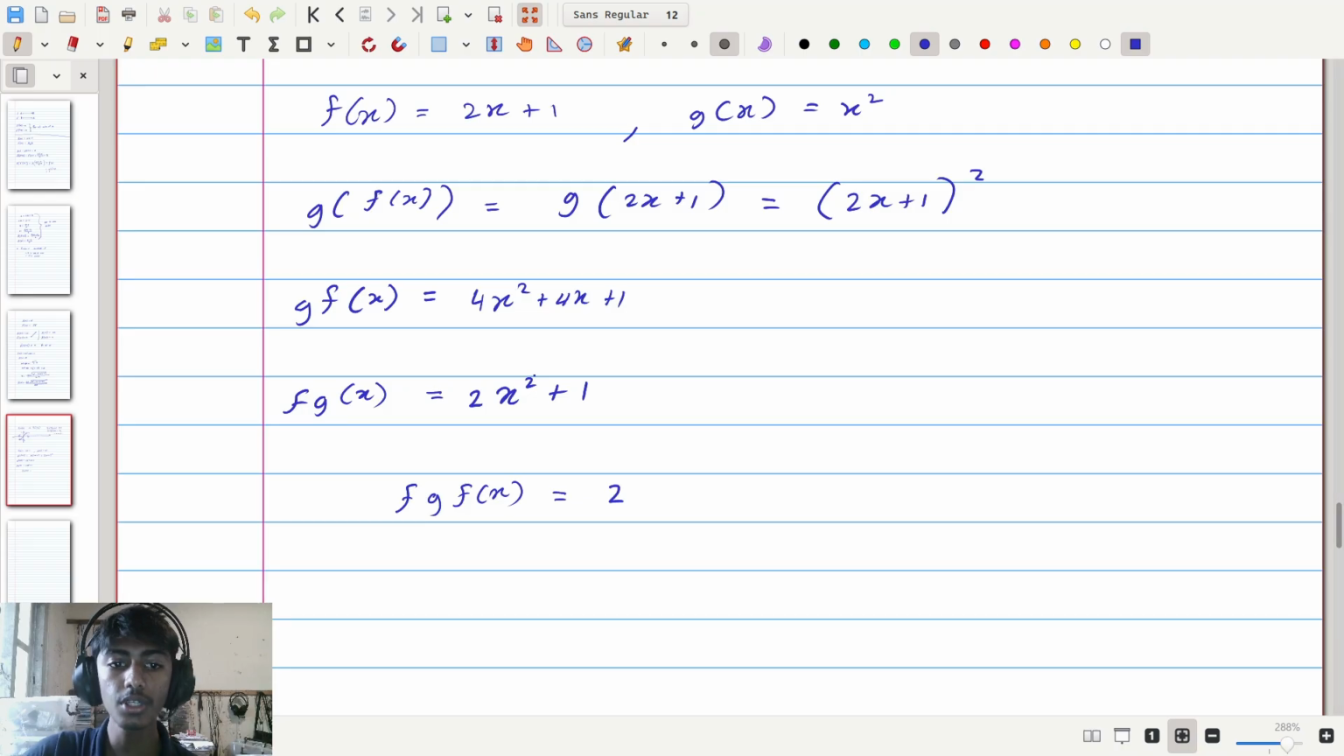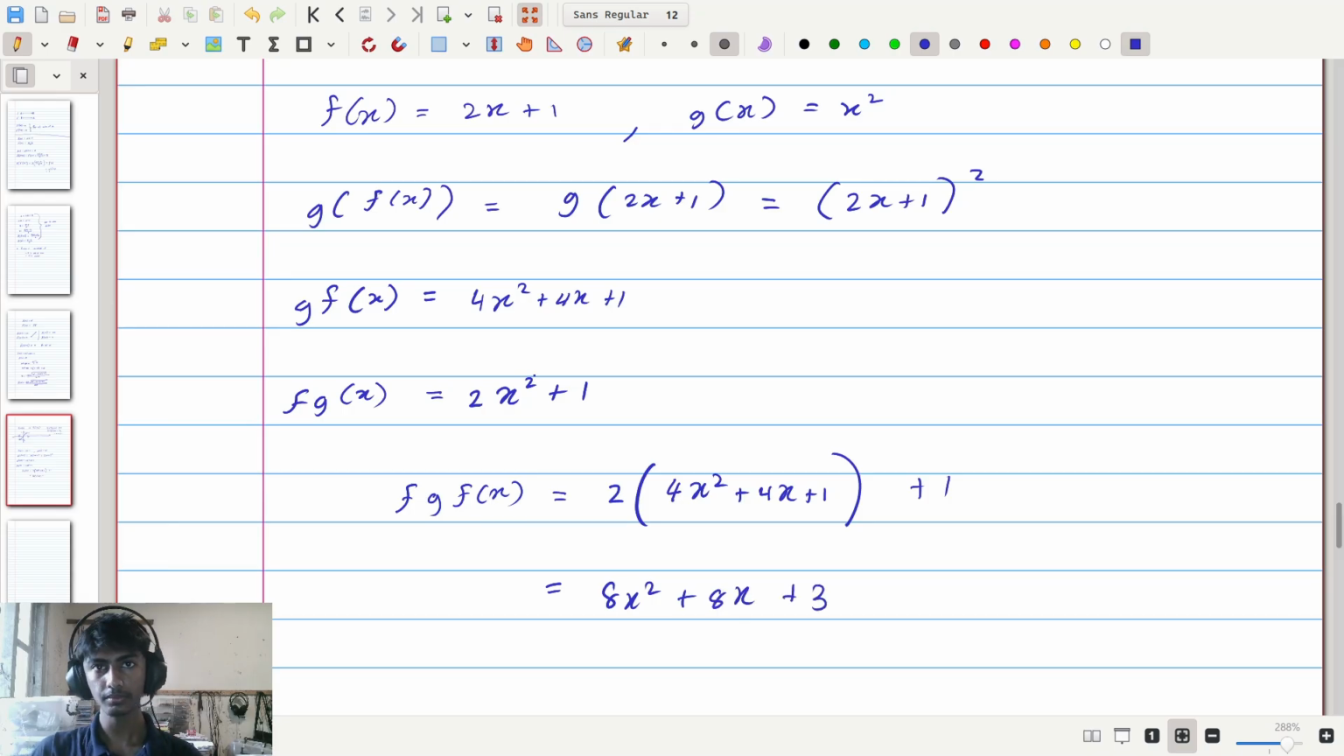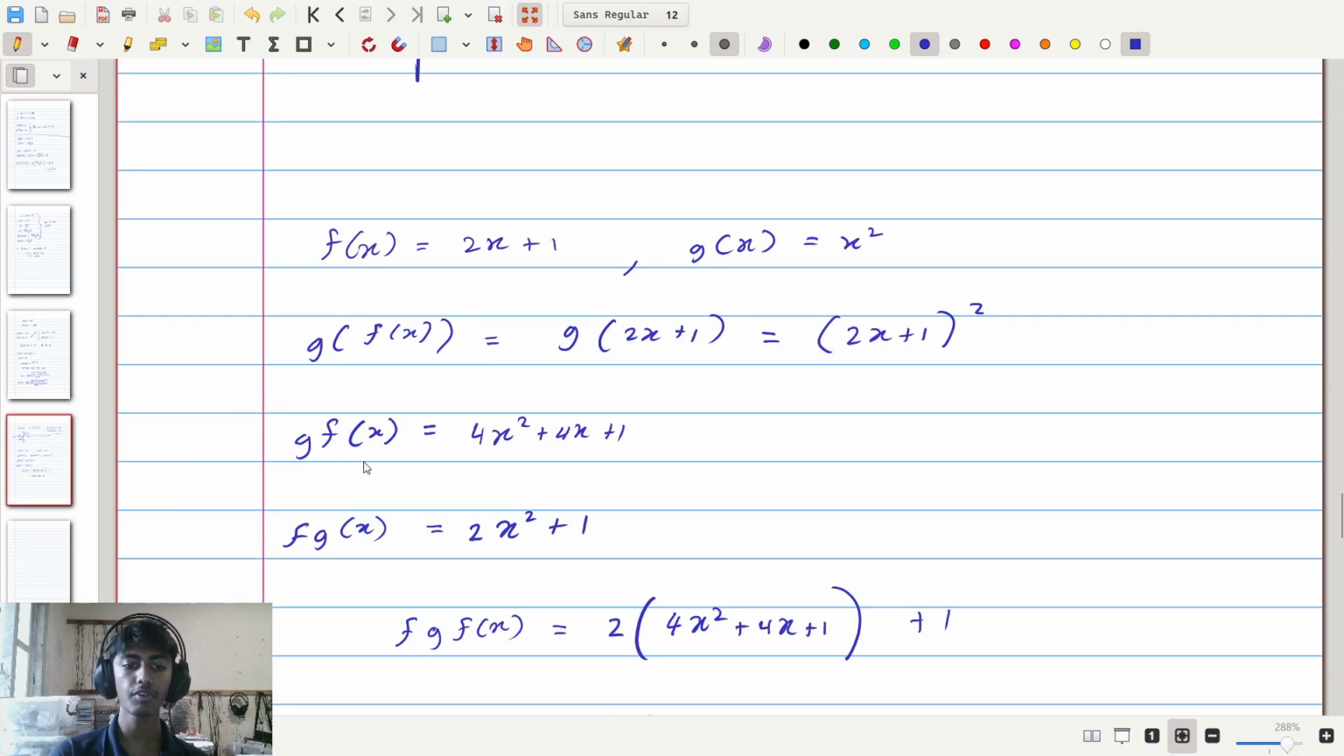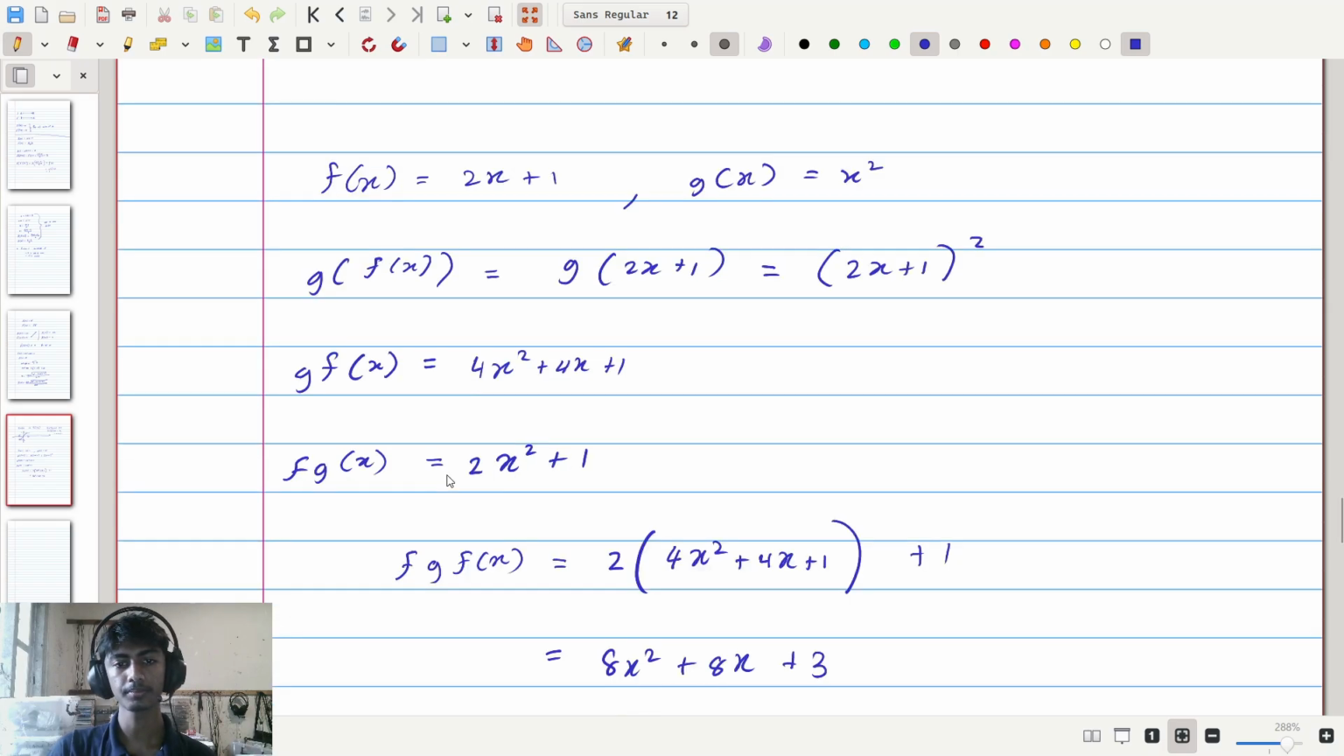So f of g of f of x would be 2 times g of f of x, which is 4x squared plus 4x plus 1, plus 1. So then f of g of f of x would be 8x squared plus 8x plus 3. I hope we are all clear on that. I hope there's no real issues with this. Just know that we can stack functions as much as we want. We can stack functions on top of functions as many layers deep as we want.